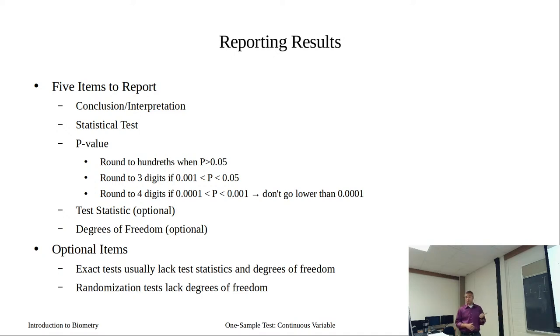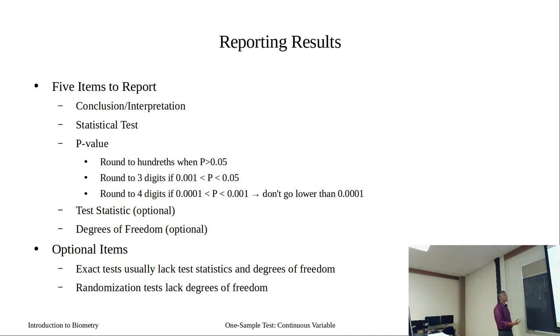Obviously, you're going to have to report the conclusion or the interpretation, and that's going to be more of our biological interpretation. With anything that we do, we have a biological question, and from that biological question, we develop a statistical question. That conclusion interpretation should answer the statistical question and the biological question. So if we were interested in whether the wing lengths differ, your conclusion interpretation should answer that question.